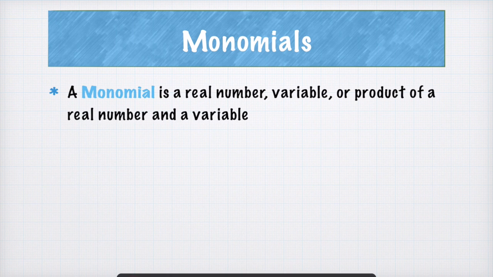Monomials are interesting because a monomial is a real number, a variable, or a product of a real number and a variable. An example of that would be our constants, so let's do our 9. A variable is an x. A product of a real number and a variable is like a 3x. So anything that's a real number, which means that it doesn't have an imaginary component, and we'll talk about that probably at the end of the year, is going to be a monomial.